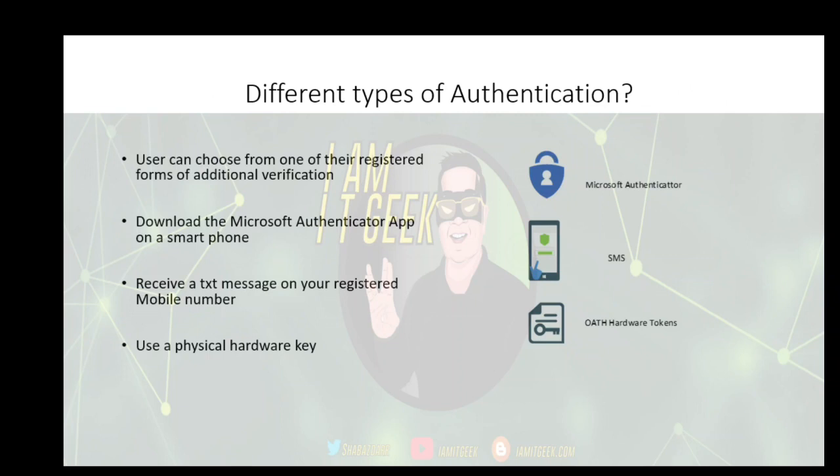So the final method of authentication is another one similar to the text message one. For users that don't have access to a smartphone or even a mobile phone, they can receive an automated call on a registered phone number. It's normally a landline. The user can authenticate by receiving an automated call from Microsoft and following the instructions that they're given. So it might be to press the hash key or a number or something like that. And they can then use that.